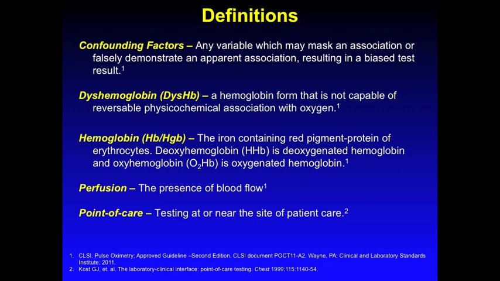Dyshemoglobin is a hemoglobin form that is not capable of reversible physiochemical association with oxygen. Hemoglobin is the iron-containing red pigment protein of erythrocytes. Deoxyhemoglobin is deoxygenated hemoglobin, and oxyhemoglobin is oxygenated hemoglobin. Perfusion is presence of blood flow, and finally, point-of-care testing is testing at or near the site of patient care.